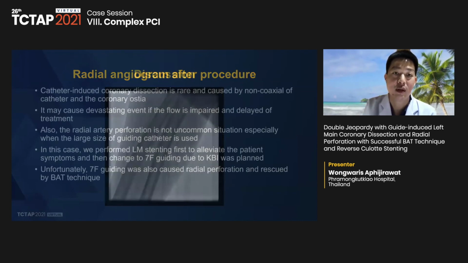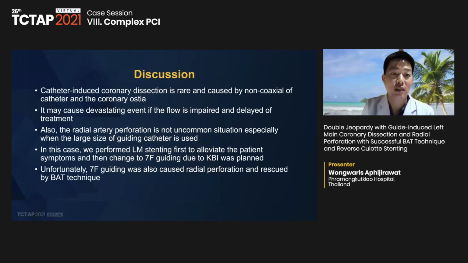So, the discussion: catheter-induced coronary dissection is rare and is caused by non-coaxial alignment of the catheter and coronary ostium. It may cause a devastating event if the flow is impaired and treatment is delayed. Also, radial artery perforation is not an uncommon situation, especially when a large size guiding catheter is used.